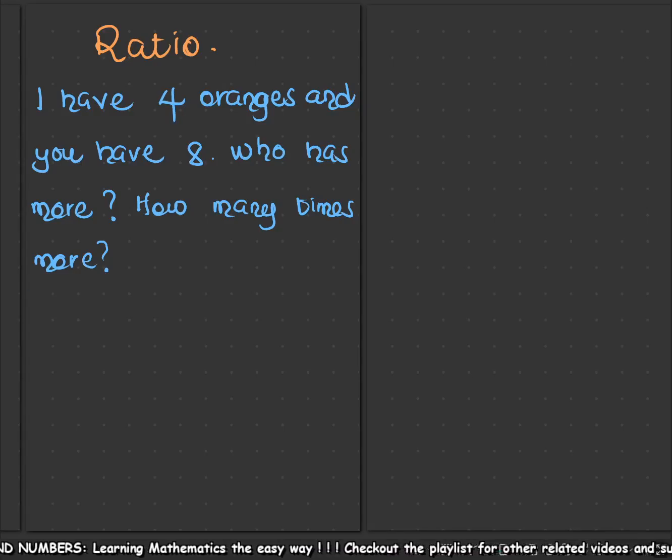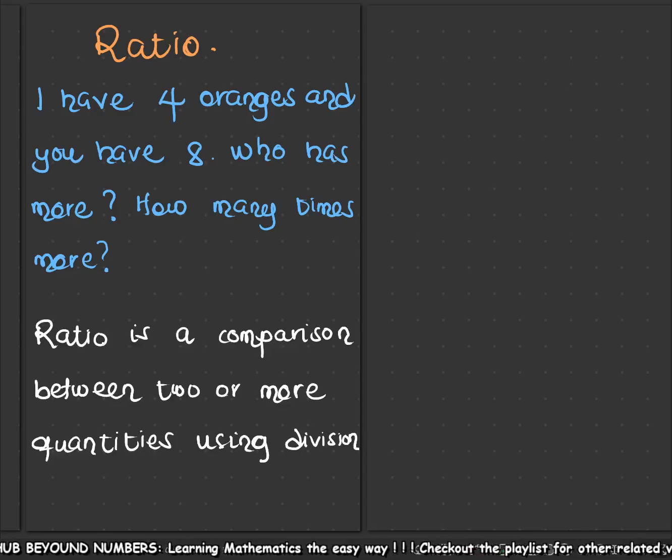So what is ratio? Ratio is the comparison between two or more quantities using division. You want to compare two or more quantities, and you do that by using division. That is what we call ratio. Let's look at some examples so we see what it actually means.